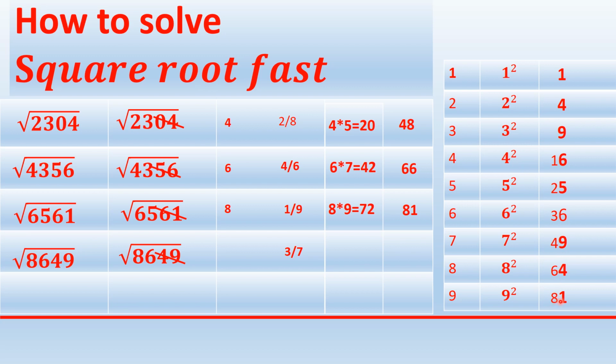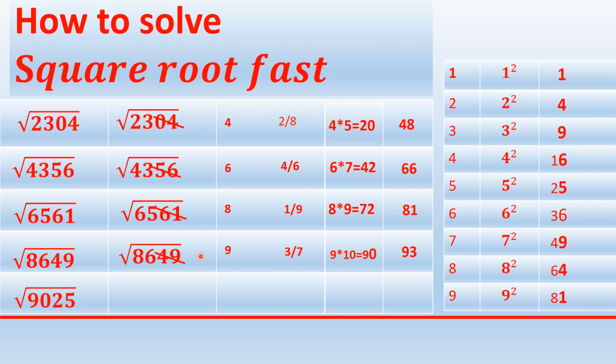86 is just above 81. So the number which is less than 86 with a square is 81. So we pick 9. Once we have 9, the next number is 10. So we multiply 9 with 10, we get 90. 86 is less than 90. So we pick the lesser number. So the answer is 93. So the square root is 93.